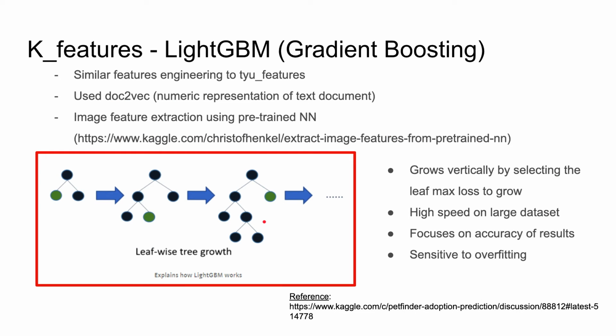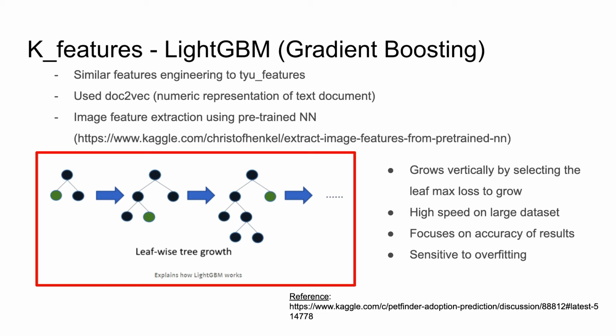For K features, they used the same thing, gradient boosting models, but before that, they had done some similar feature engineering to the previous team's models. But at the same time, they used doc2vec to transform the text descriptions into numeric features, and for images, they used a pre-trained neural network from some other guy on Kaggle, and that's how they extracted the features for the images.